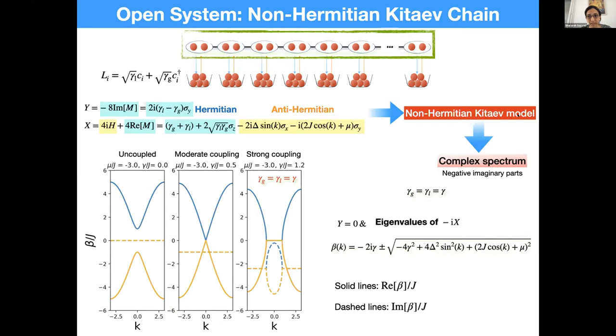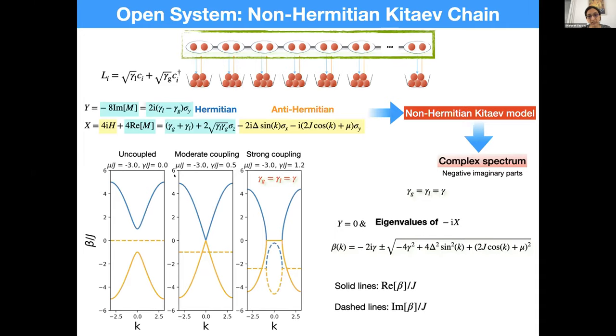So basically we can interpret that as some version of a non-Hermitian Kitaev model. Thanks to the dissipative nature of the whole system, by construction we know that this spectrum, which is complex, should always have a negative imaginary part, because it should decay in time. Moreover, for the case of balanced loss and gain, where gamma G equals gamma L, we notice that Y is completely zero because of how it's constructed. And when we look at the eigenvalues of the X matrix, we notice that these eigenvalues are complex.